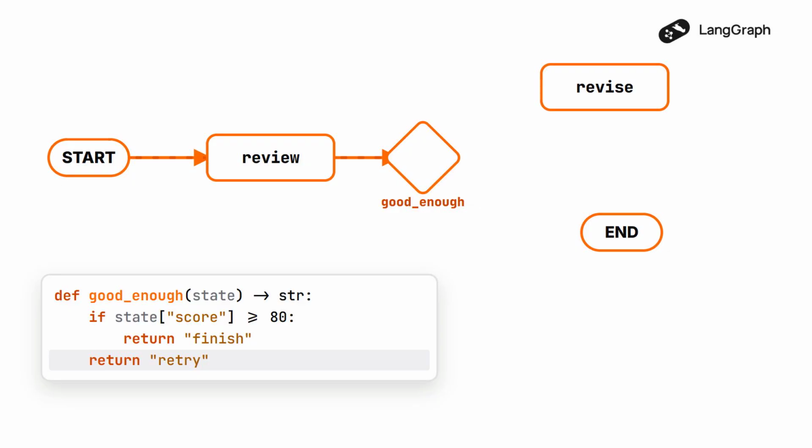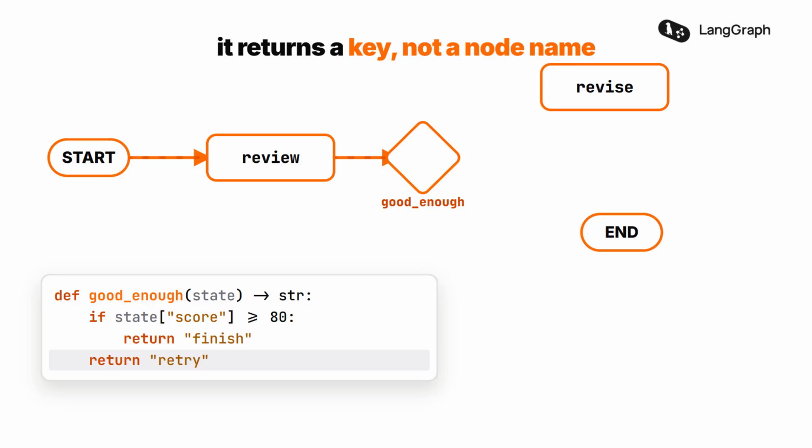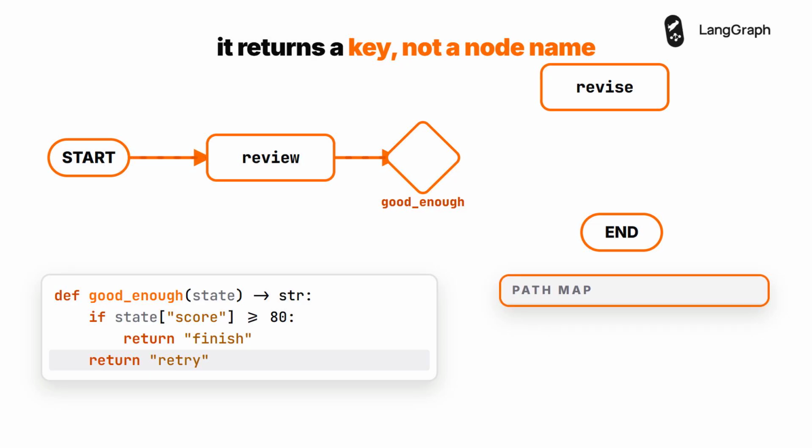First, a routing function. Here it is called good enough. Read it closely, because the most common misunderstanding in LangGraph lives right here. This is not a node. It does no work. It writes nothing to the state. All it does is receive the state and return a string. Second, that string is a key, not a node name. Third, the path map translates keys into destinations.